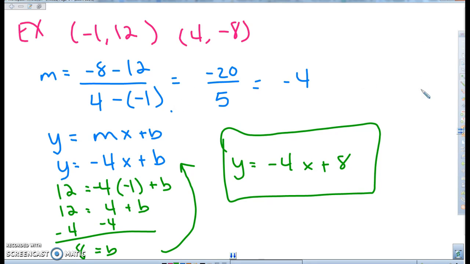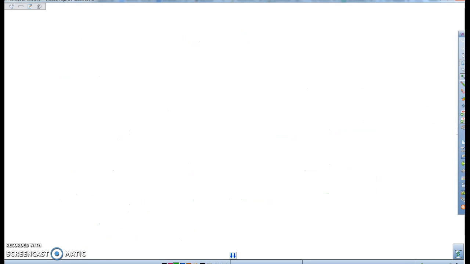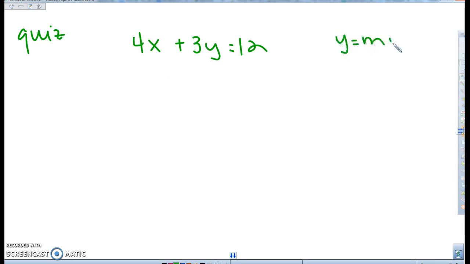The last thing I want to talk about is something that will be on the quiz coming up. So we'll say this is a quiz kind of question. What happens if I have 4x plus 3y equals 12? You'll notice this is not in slope-intercept form, because slope-intercept form is y equals mx plus b. But it is in standard form.